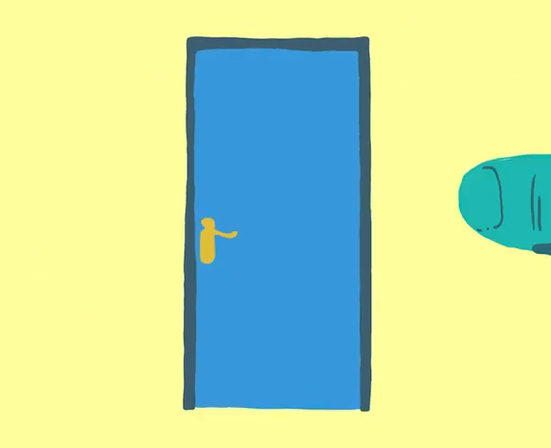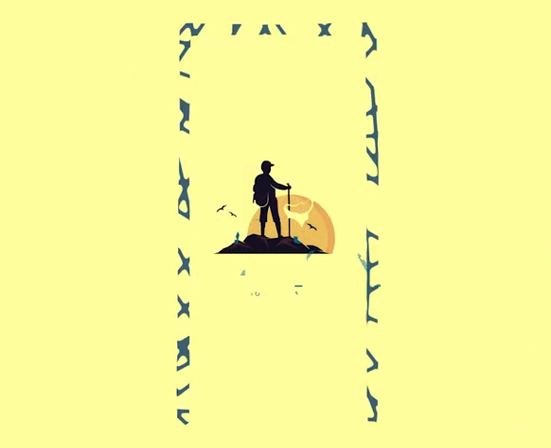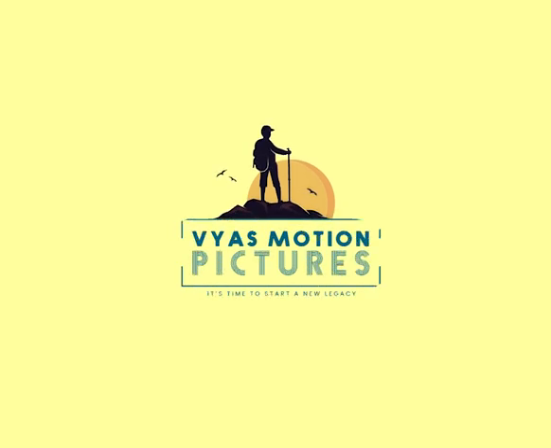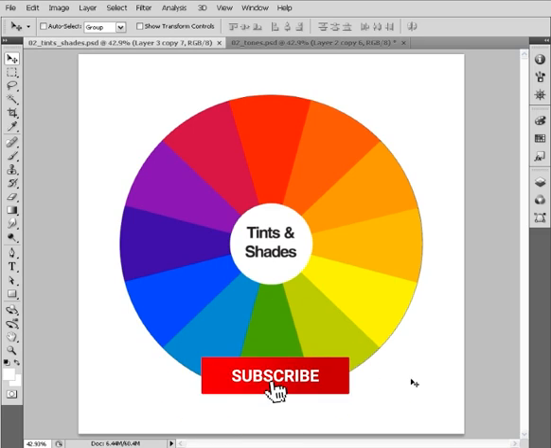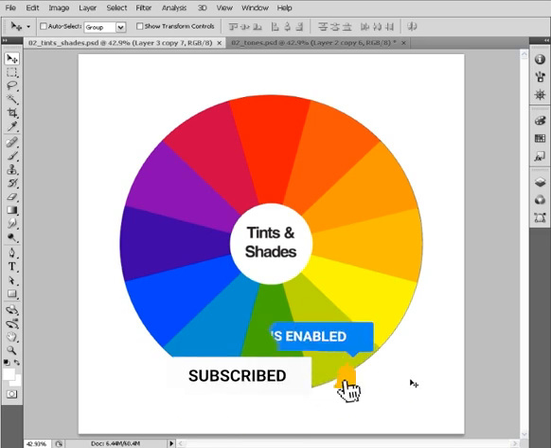In this lesson we'll learn about color tints, shades and tones. Now in the previous lesson we took our color wheel and broke that down into 12 segments of color. Those 12 segments consisted of primary colors, secondary colors and tertiary colors.